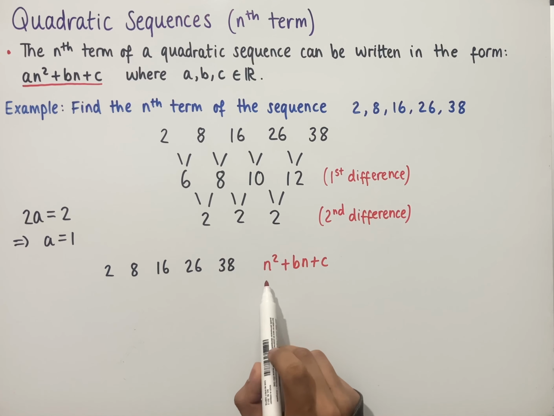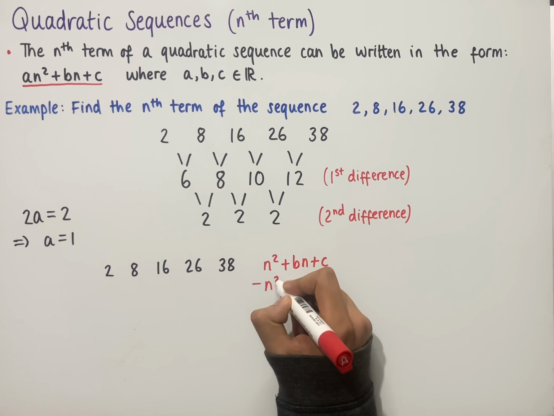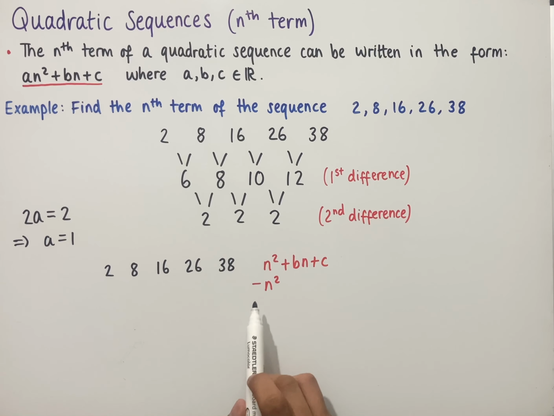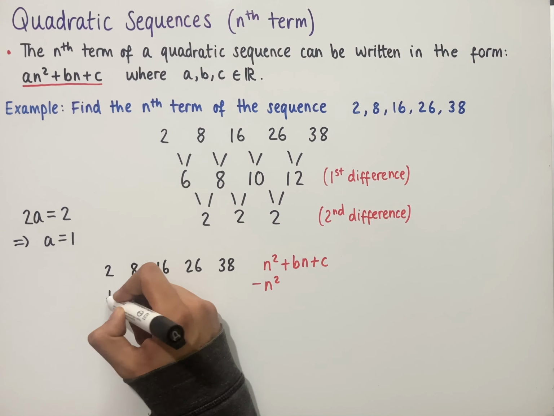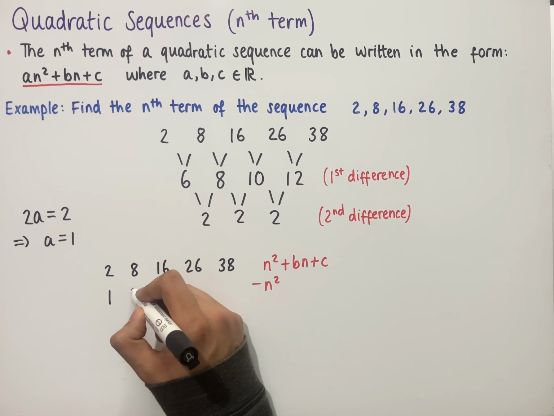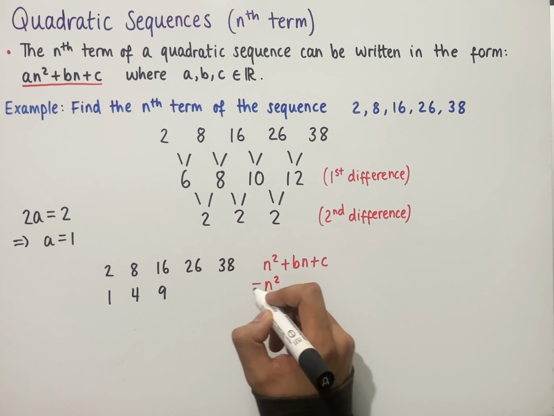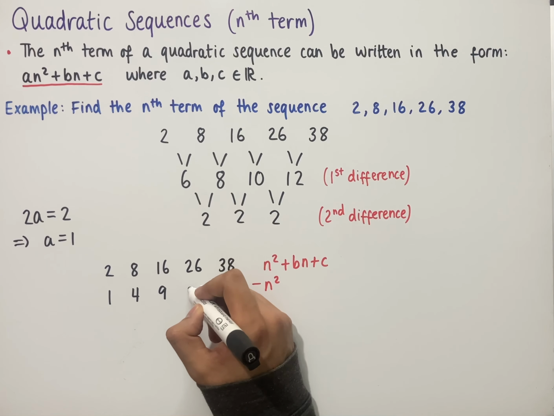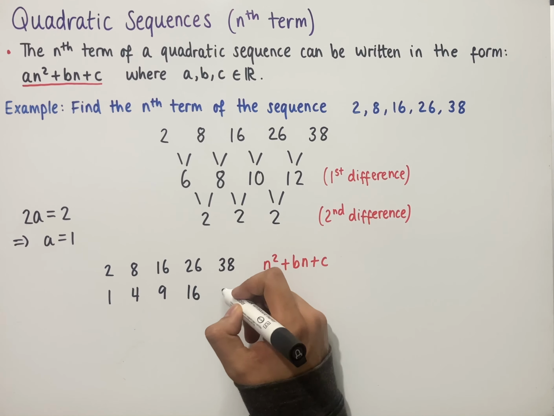We now take away the sequence that is formed by n squared, so that we are left with a linear sequence. So the first term in n squared is 1, because 1 squared is 1. The second term is 4, because 2 squared is 4. The third term is 9, because 3 squared is 9. The fourth term is 16, because 4 squared is 16. And the fifth term is 25, because 5 squared is 25.